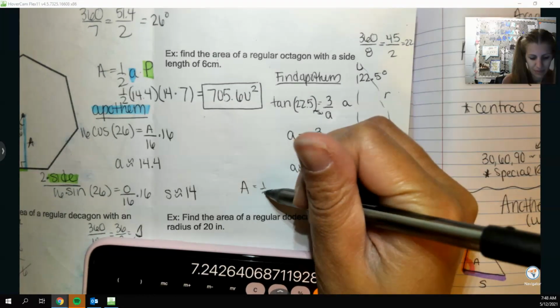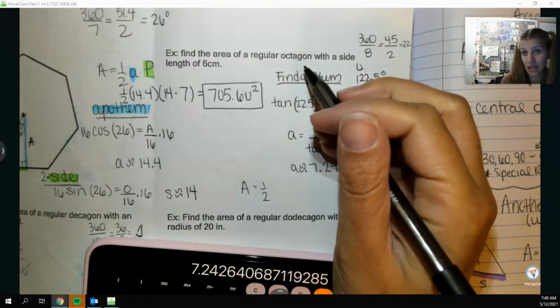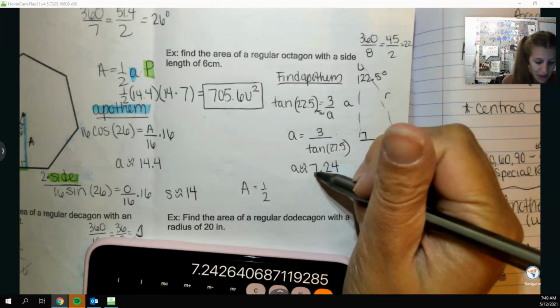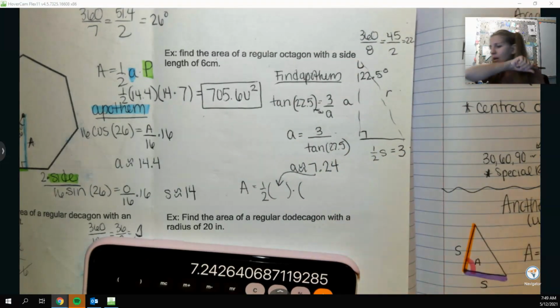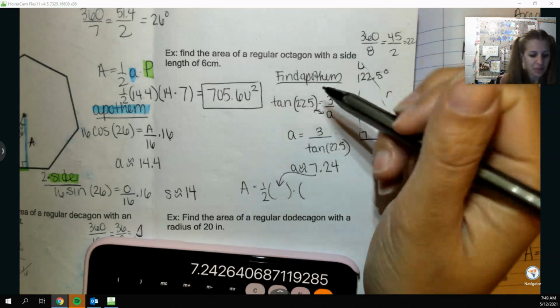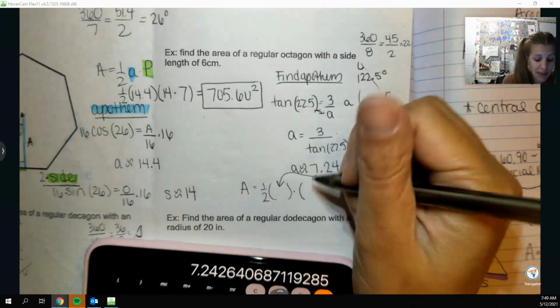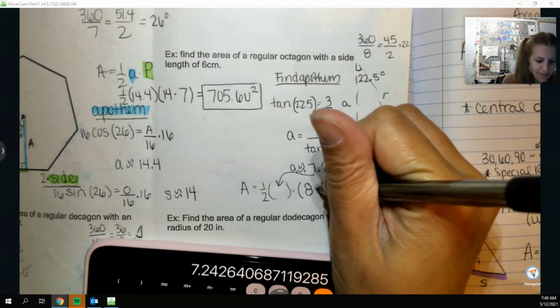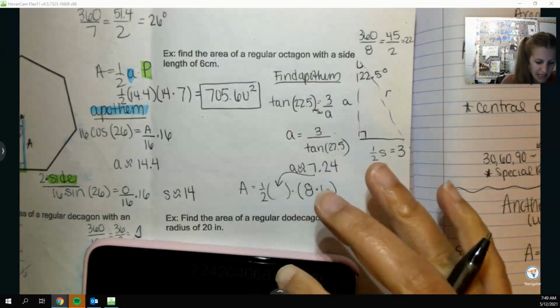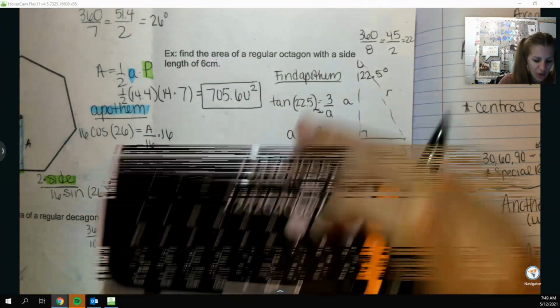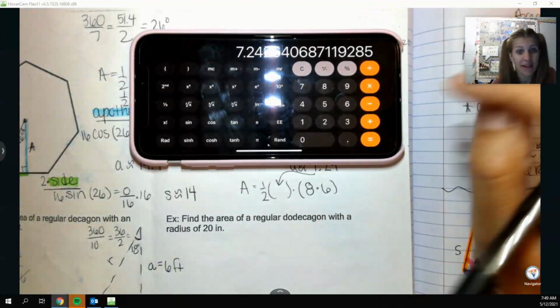So to find the area of my octagon, I'm going to do half apothem, which is this number here, times perimeter. Which the perimeter is going to be 8 because we're an octagon, times 6 because the side is 6. So I can just go do all that right now.